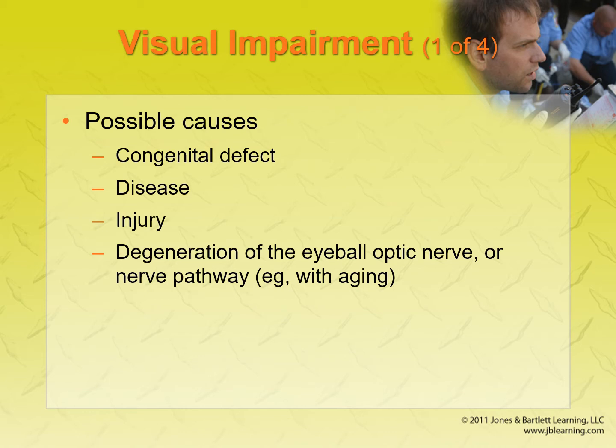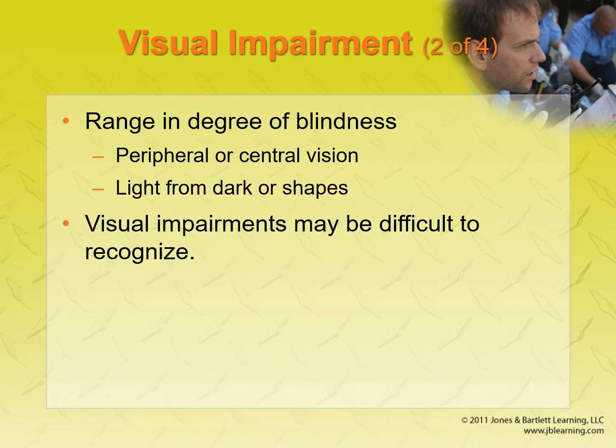Visual impairment just means for whatever reason they can't see as well, and that is either entirely blind or just bad vision. But that can be congenital, it can be from injury, it can be just aging of the nerve pathways.